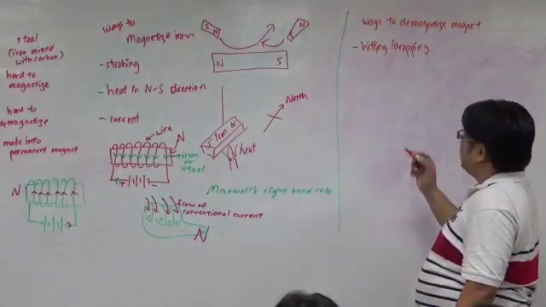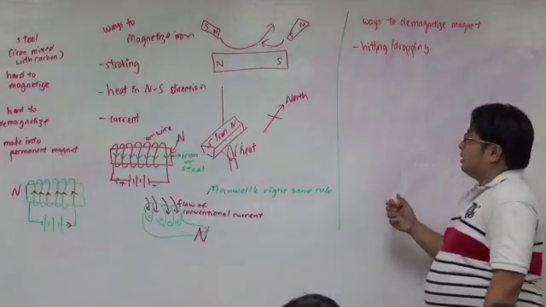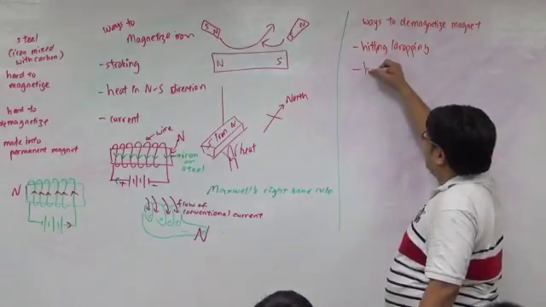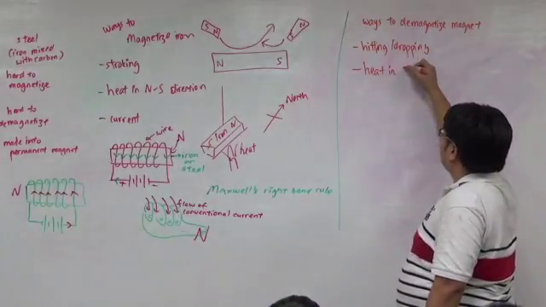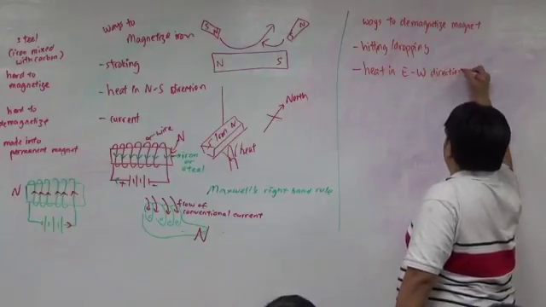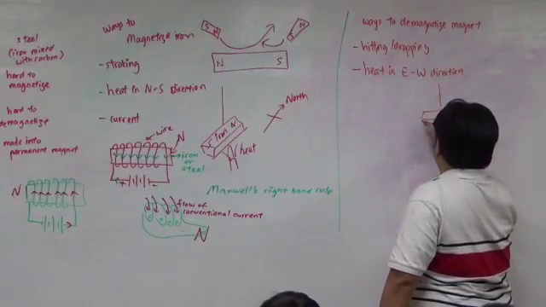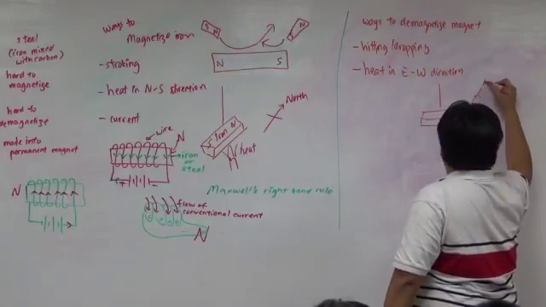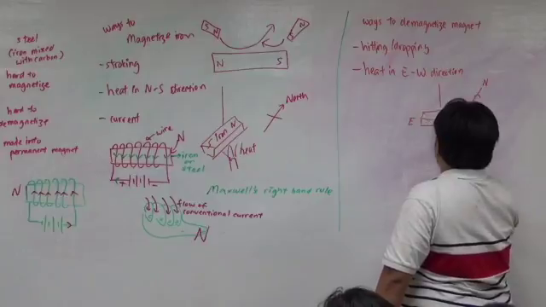So you hit it, you drop it, but this is definitely a very slow method. You can also heat it, but make sure that it's in an east-west direction. So you hang it. If not, you actually make it stronger. Let's say this is north, so east-west.